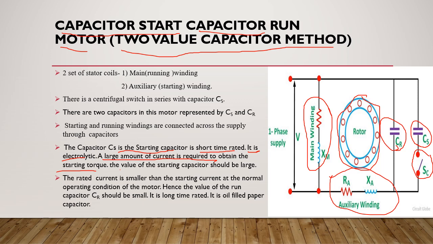So the value of the starting capacitor should be large, and the rated current is smaller than the starting current at the normal operating condition of the motor. Hence the value of the run capacitor CR should be small, because the running current, or rated current, is smaller than the starting current. It is long time rated because this capacitor is permanently in the circuit, so it is an oil filled paper capacitor.